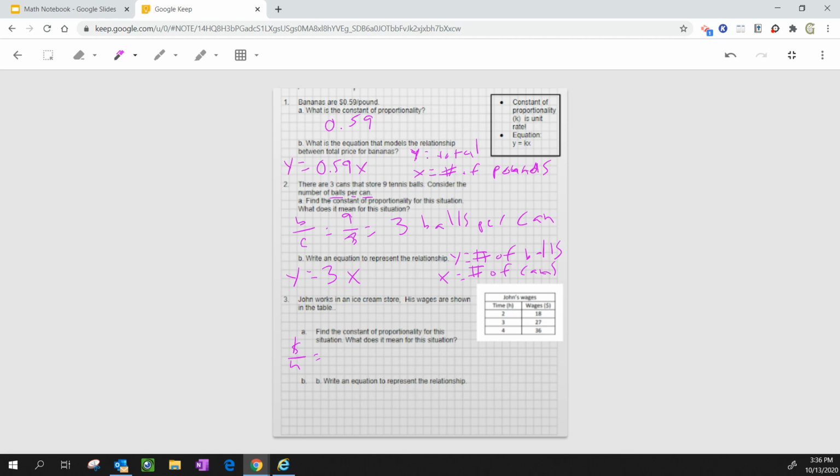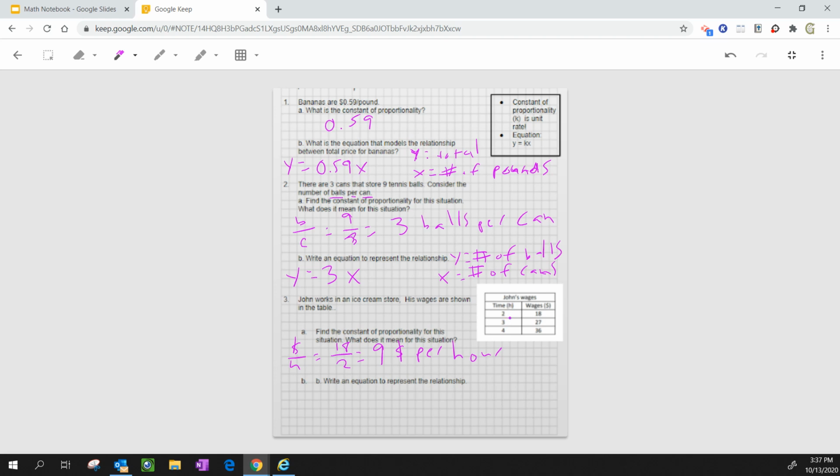I could pick any of the points on here. Me personally, I like smaller numbers, so I'm going to pick the first one. But you could pick any of them because remember, if it's proportional, they all have the same unit rate. So you could do 36 divided by 4 or 27 divided by 3 or 18 divided by 2. It doesn't matter. So 18 divided by 2 is 9. And if I go back here for my label, we were doing dollars per hour. So it's $9 per hour. That's going to be John's salary, right? He works in an ice cream store and he gets $9 for every hour he works.